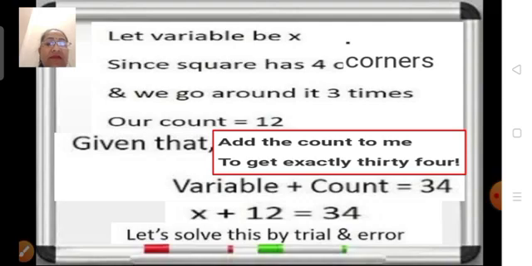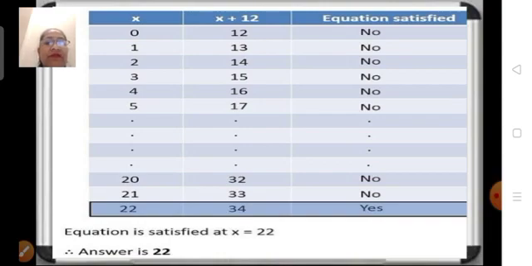Now children, we will solve this equation by the trial and error method, and we will find out the solution of this equation. Here children, if we take the value of x as 0, then x plus 12 will become 0 plus 12, that is 12. Here the equation is not satisfied.